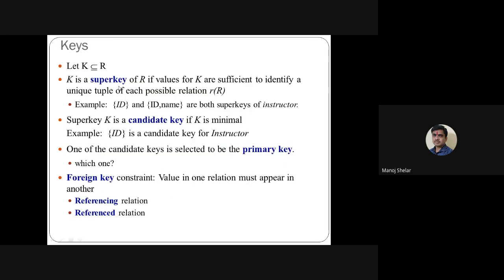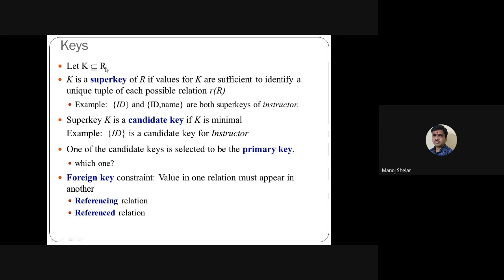Keys already discussed: super key, candidate key, foreign key, and primary key. Let K be a subset of R. K is a key. What is R? R is a relation. So K is a subset of R.